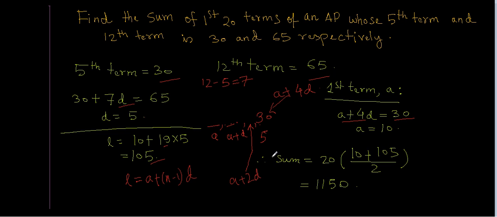So the sum can be obtained by using the relation n by 2 into (a plus l). This is the sum of n terms in an AP. That is what I have used here. 20 is the total number of terms, divided into the first term, that is 10, plus 105, the last term l, by 2. So we can cancel this and get 10. So 115 into 10, we get 1150.